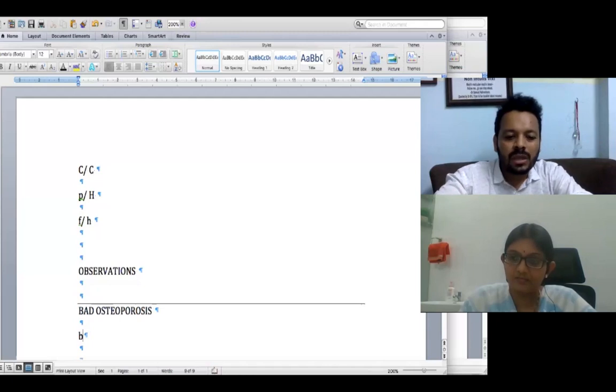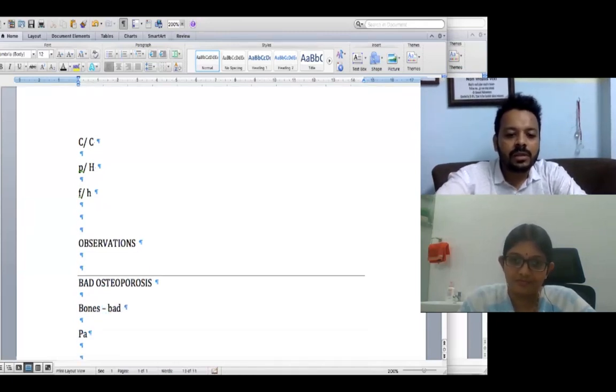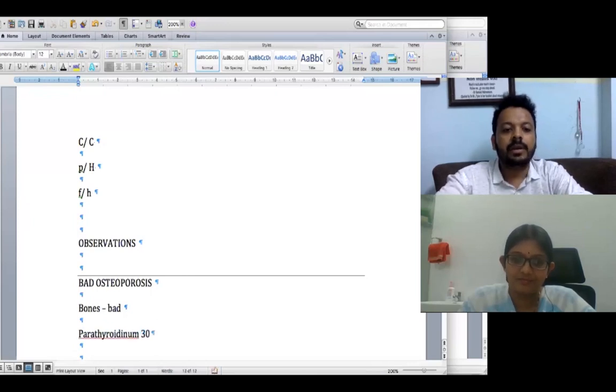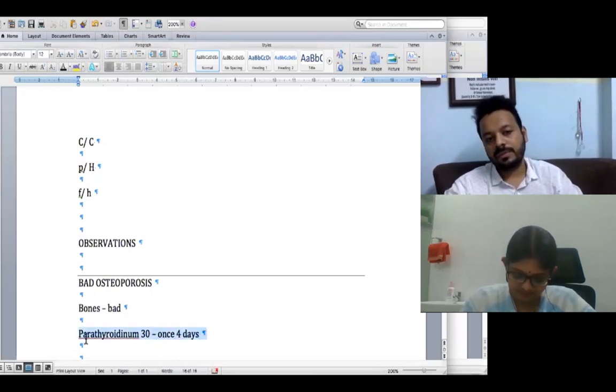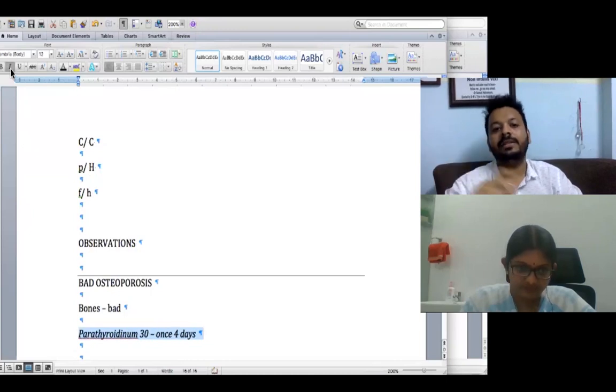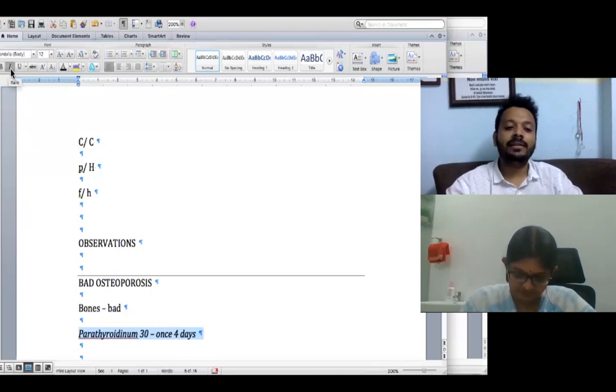The entire bones are in a bad situation. One of the remedies I use is a remedy called parathyroidinum, once a day for 4 days. So this is one of the remedies which can gradually help stabilize very, very bad cases of osteoporosis.